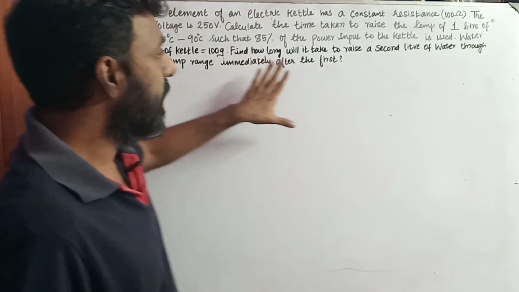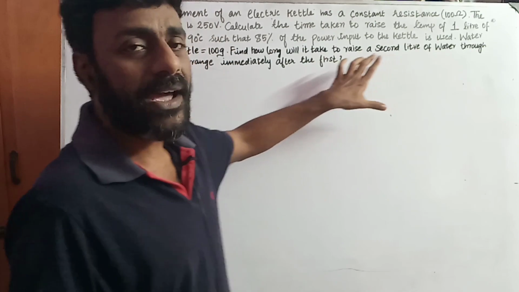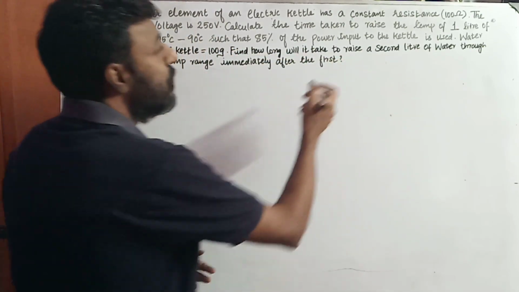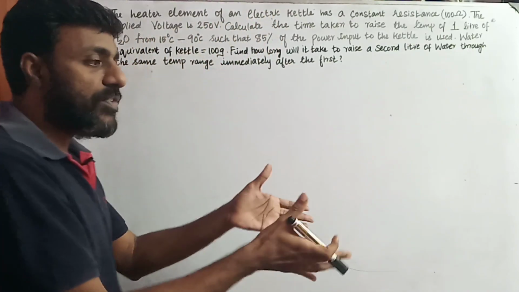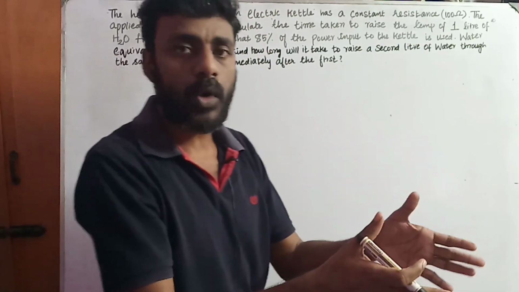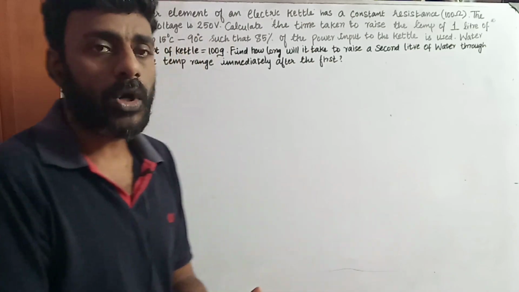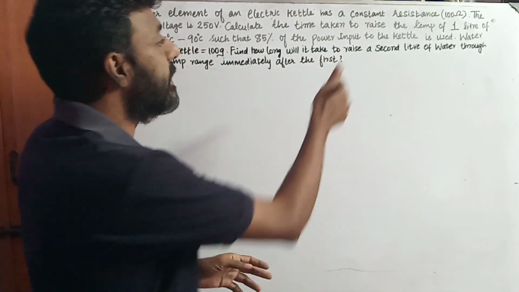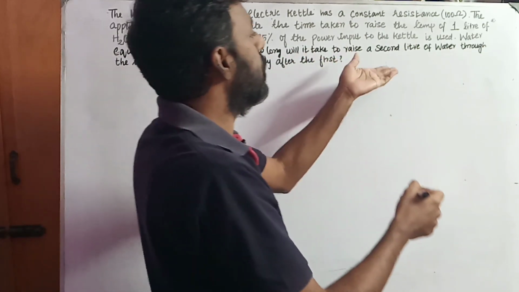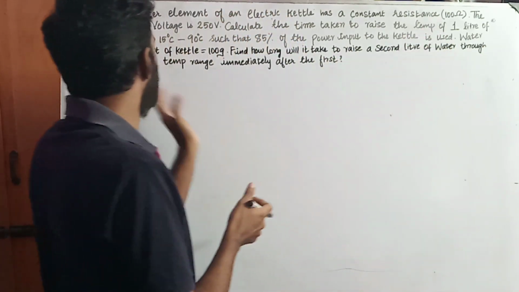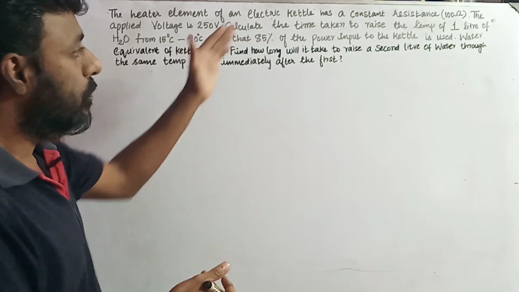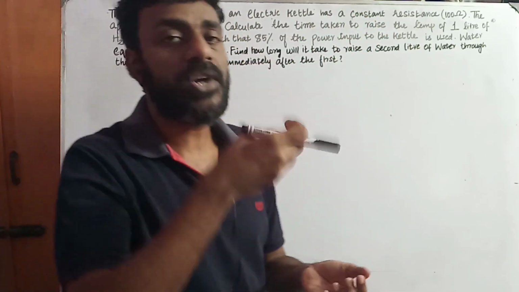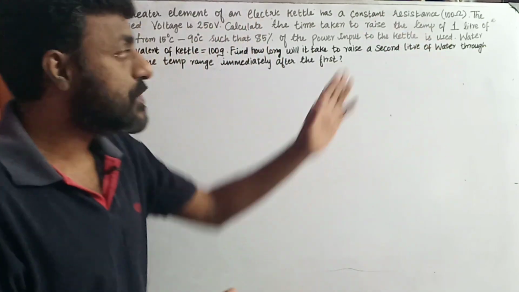They are asking how long it will take, which means the time duration, for the second liter of water. So the first consignment is 1 liter of water. After that, they are pouring another 1 liter of water, the second consignment, into the kettle, and they are asking how long it will take to raise the second liter of water through the same temperature range.